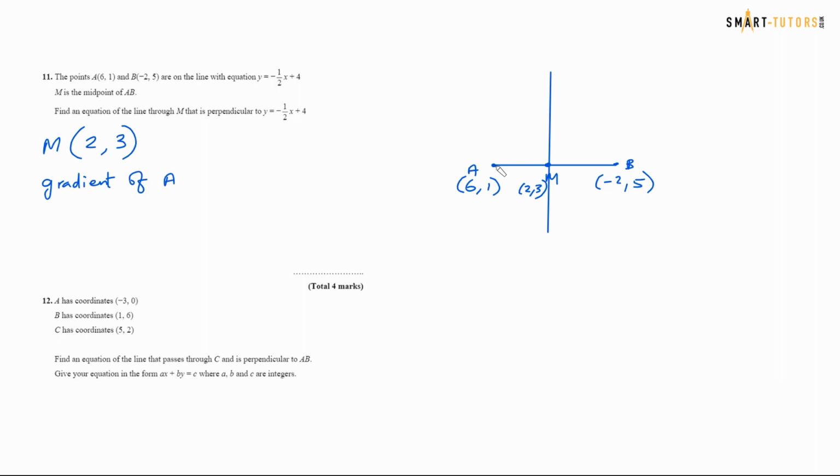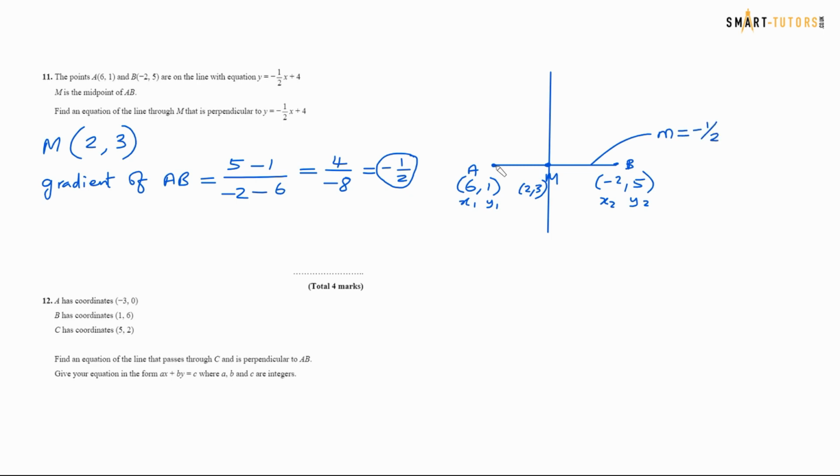So difference of y, so this is x1, y1, x2, y2. So difference of y, so 5 minus 1, and next one is minus 2 minus 6. 5 minus 1 is 4, minus 2 minus 6 is minus 8. So this is going to be minus half. So the gradient of AB, m, is minus half.